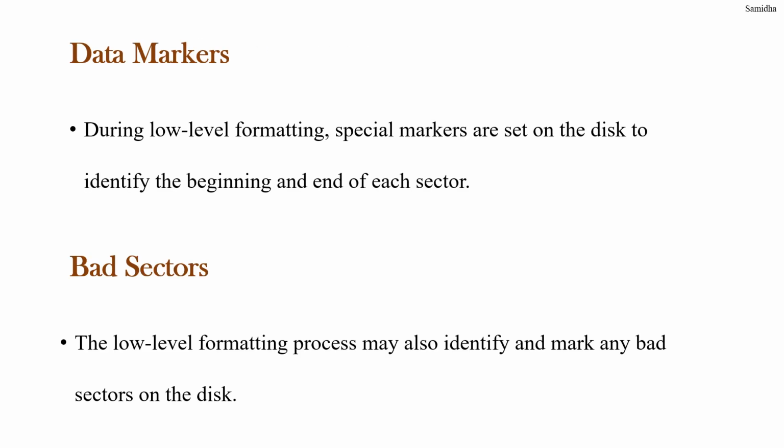Data markers. During low-level formatting, special markers are set on the disk to identify the beginning and end of each sector. During the process of low-level formatting, the surface of the hard drive is marked with markers to indicate the starting and end point of a data recording block. These markers help the read or write heads in locating and accessing data.